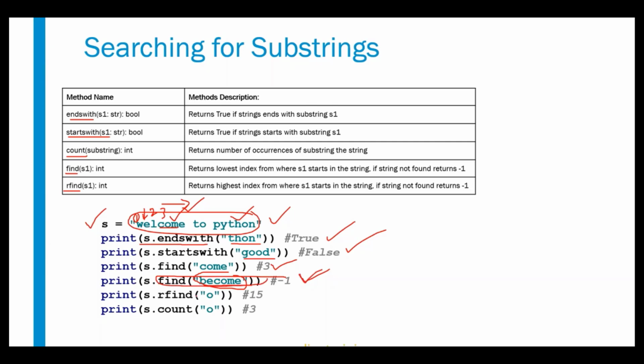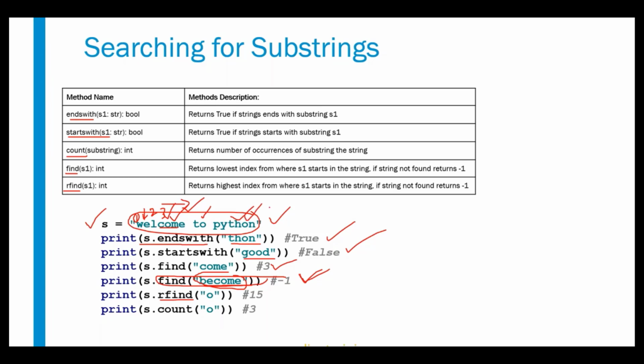Find function. Now our rfind function will also do the same thing, but it is a little different. The first one, find, will verify where the index is started, but the second function, rfind, will return the maximum, highest index where the O is started. So if you see "welcome to Python", the O comes one time here, one time here, one time here.